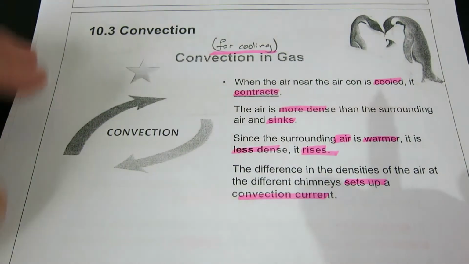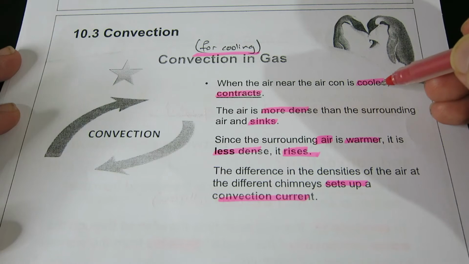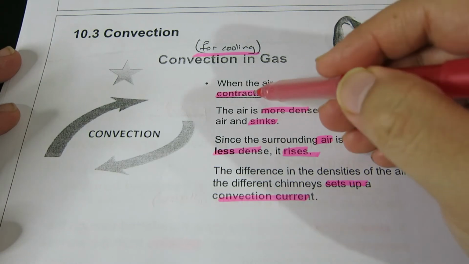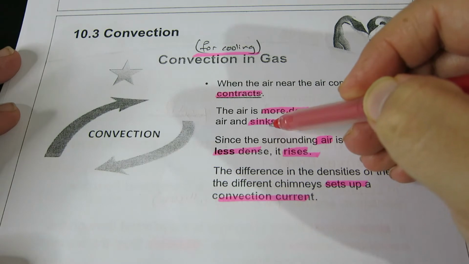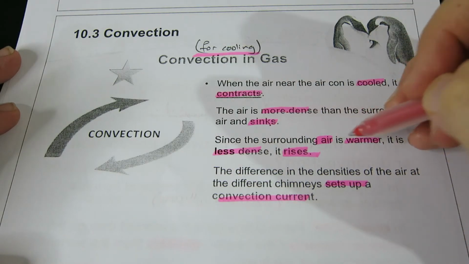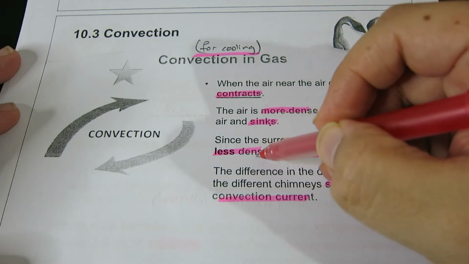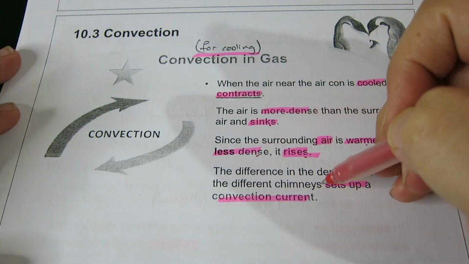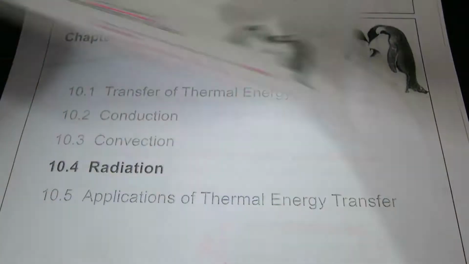For cooling, it can also happen very simply, same explanation. When you cool something, it contracts. Because it contracts, it becomes more dense and it will sink. The surrounding air, which is warmer compared to the air that is cool, is comparatively less dense, and then it rises. And therefore, I set up a convection current which transfers thermal energy.